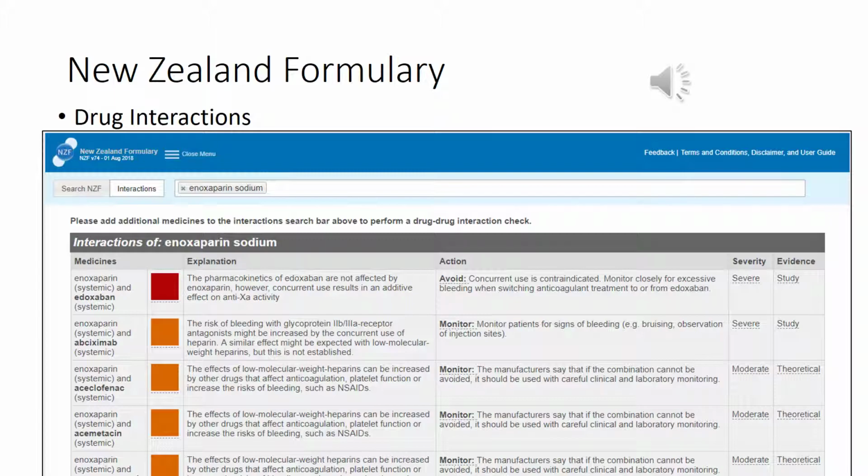The second guideline that will be used in this decision support system is from the New Zealand Formulary. This guideline documents the interactions between enoxaparin and other medications. It provides information about the severity of the drug interaction. It also has information about the action required if both drugs are permitted to be used alongside each other. An explanation and the type of evidence which suggests the interaction between the drugs is also given.